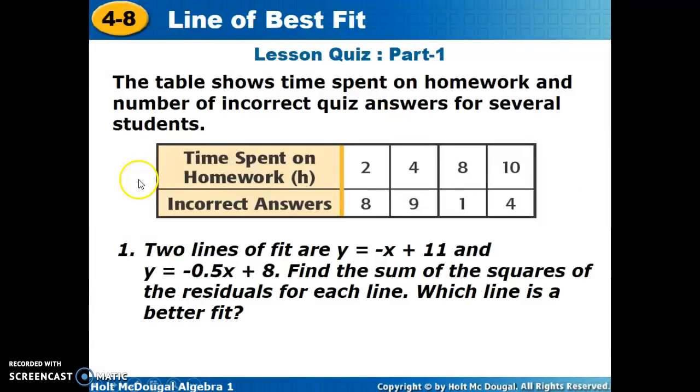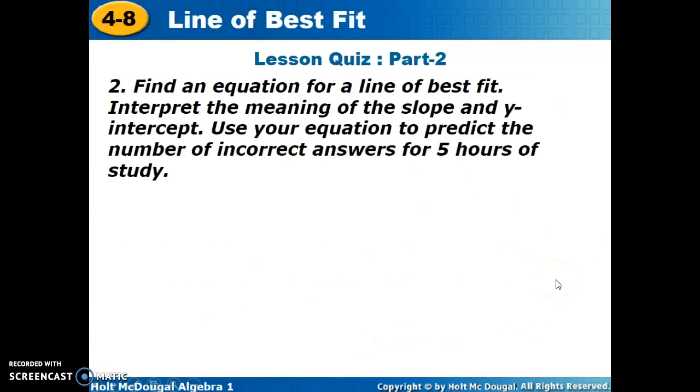I'd like you to take a look at these quiz questions and come back and check your answers. So for question 1, part 1, it says 2 lines of fit would be these two. Plot the data and figure out the residuals. You should have come up with 18, the sum of the squares for the first line, 20, the sum of the squares for the second line. So our first line, negative x plus 11, would be a better fit. Find an equation for the line of best fit. That means we're going to input the data and use the calculator to come up with the linear regression.